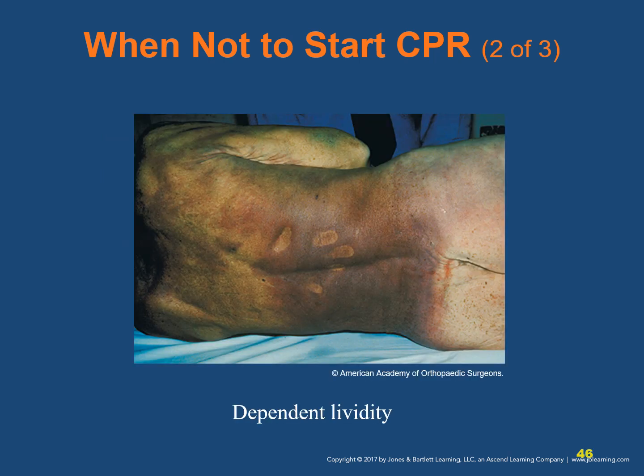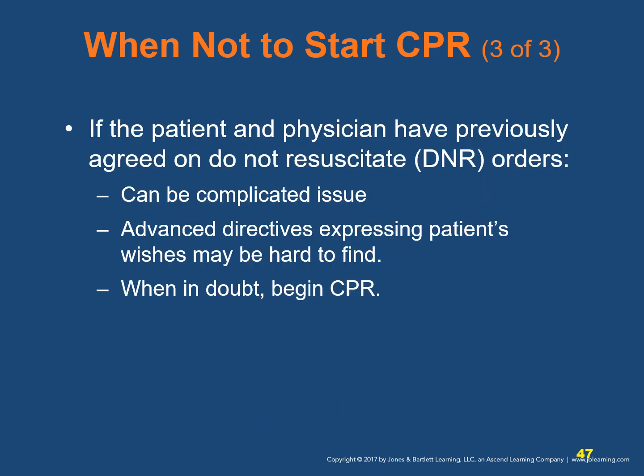The figure on this slide is an example of dependent lividity. If the patient or physician have previously agreed on a do not resuscitate order, a DNR usually only applies when the patient is in the terminal stage of an incurable disease, and can be a complicated issue. Advanced directives expressing the patient's wishes may be hard to find. When in doubt, begin CPR. It is very important to know your local protocol.